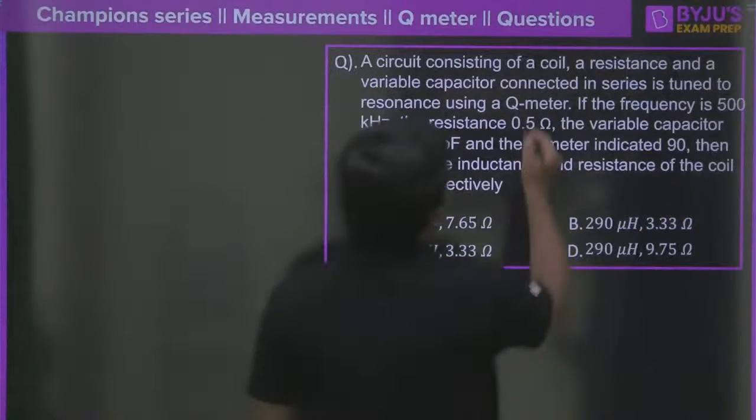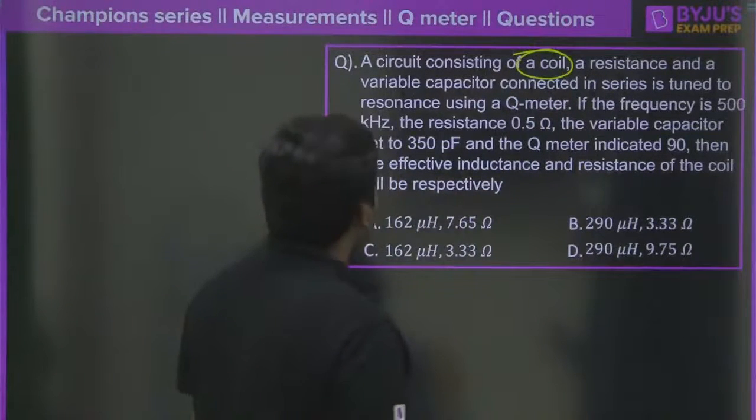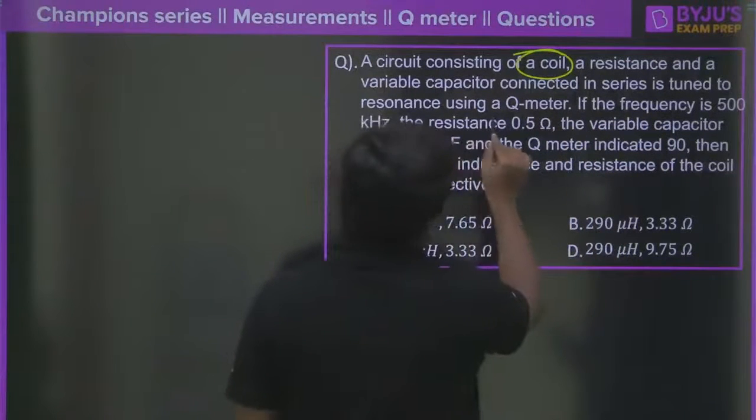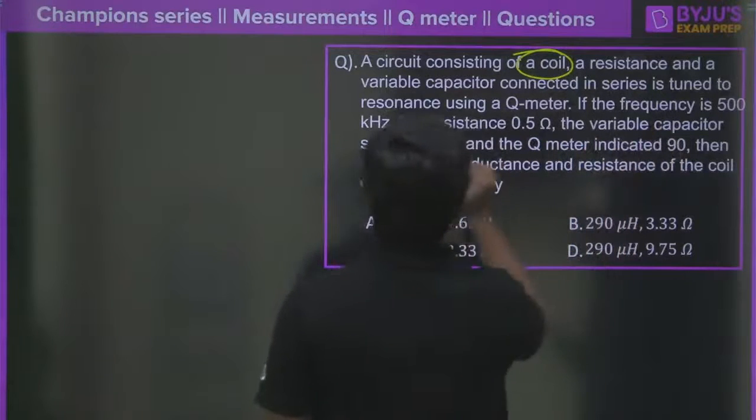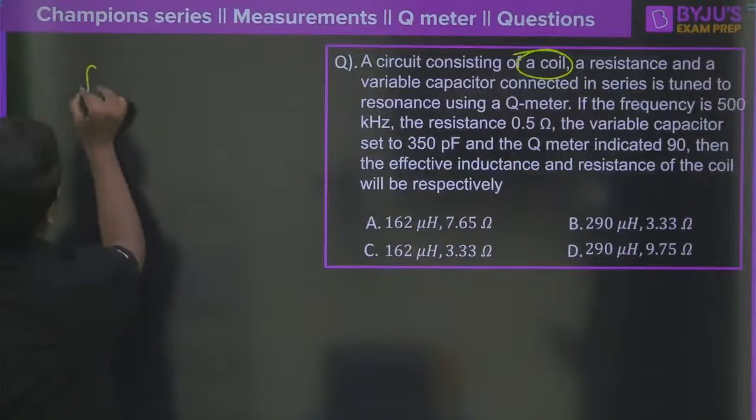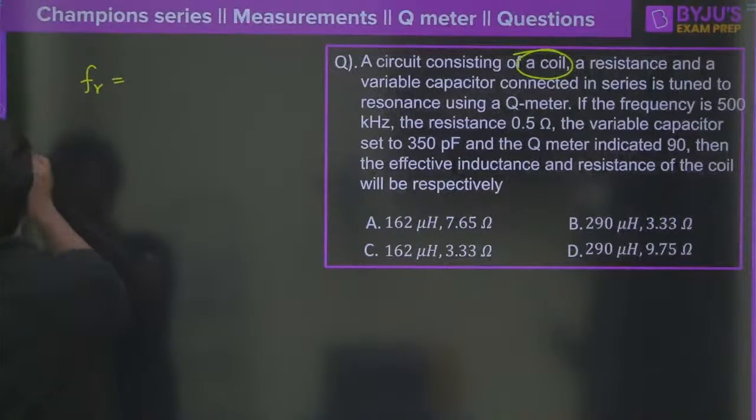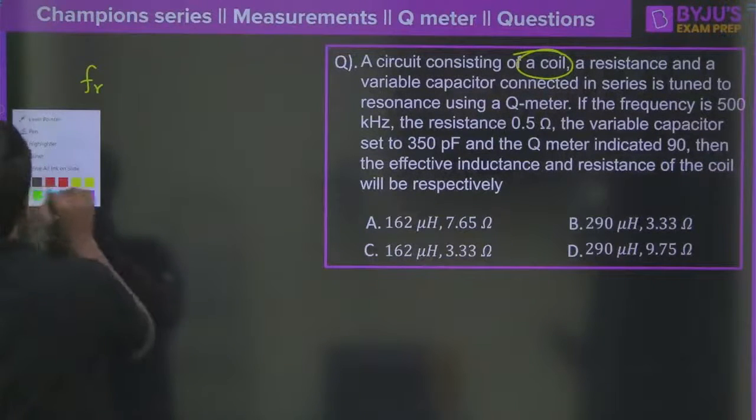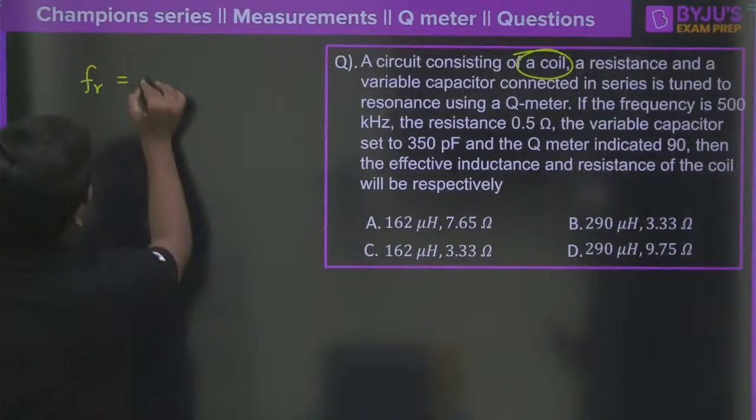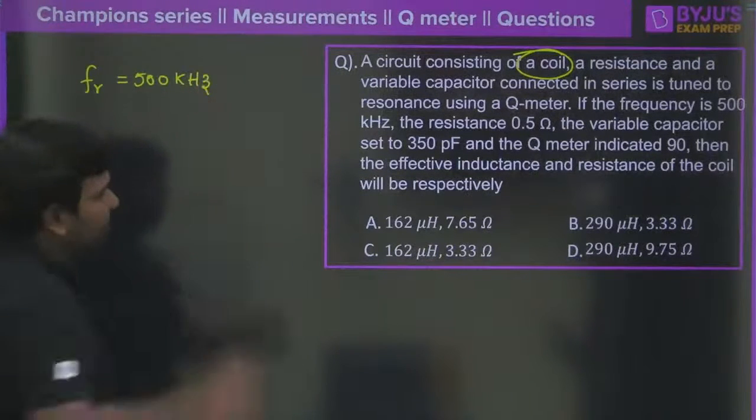A circuit consisting of a coil, which means you are required to identify something related to the coil, a resistance and a variable capacitor connected in series, is tuned to resonance using the Q meter. If the frequency is 500 kilohertz, that means the resonant frequency is given as 500 kilohertz. Everything we speak of in terms of frequency, especially in the Q meter, is definitely the resonant frequency only. So resonant frequency FR is equal to 500 kilohertz. Let me write down 500 kilohertz here. That is number 1. What is number 2 here?